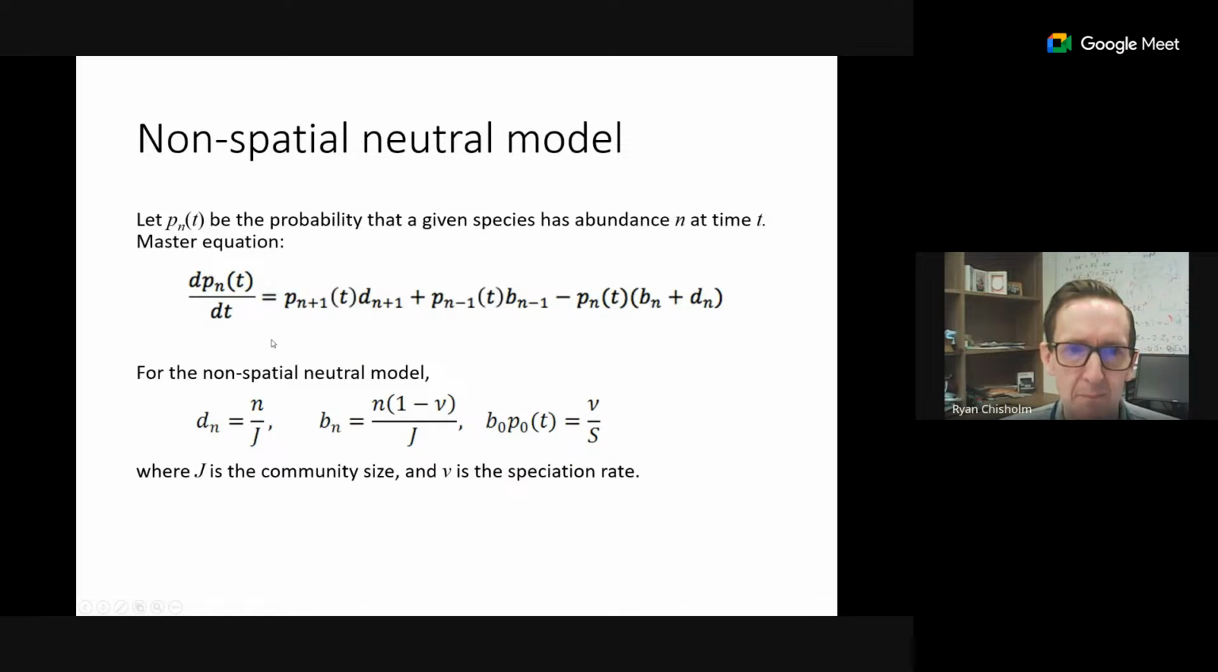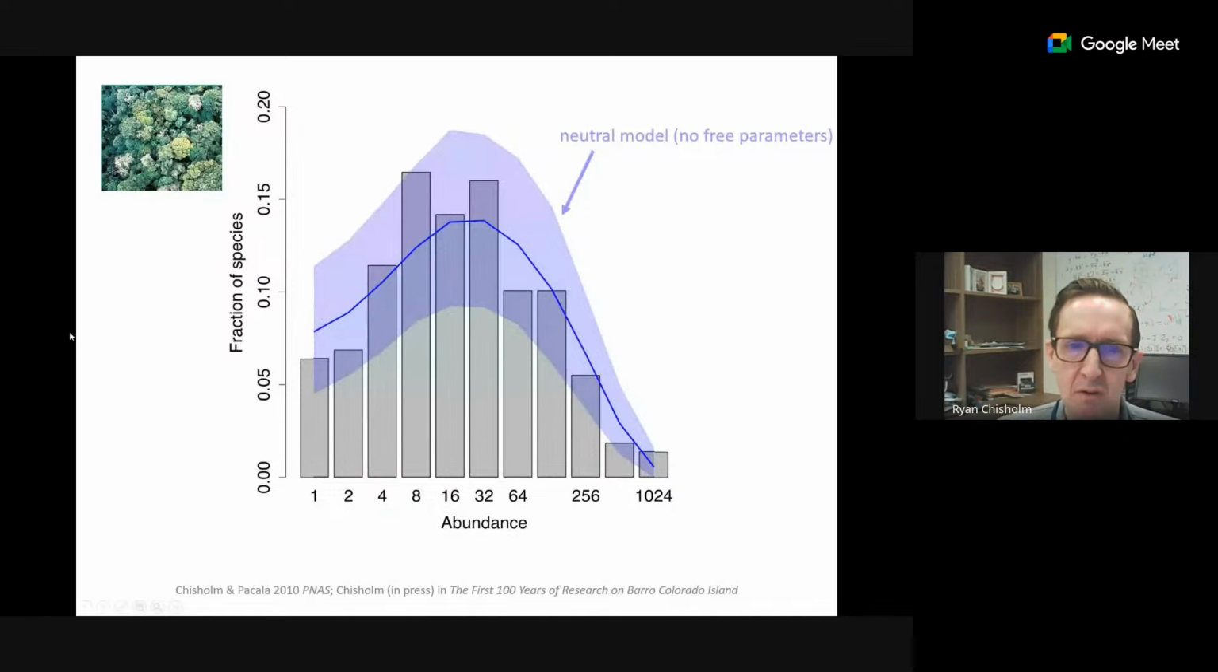And so this is a Markov chain model, and these Ds and Bs, representing deaths and births, govern the transitions between different abundances. Our parameters are n, which is the current abundance; J, which is the size of the total community, the number of individuals; nu, the speciation rate; and S, a normalization constant that ends up being the equilibrium species richness. This can be solved for various quantities, including the species abundance distribution, which is the fraction of species with abundance n at the dynamic equilibrium.